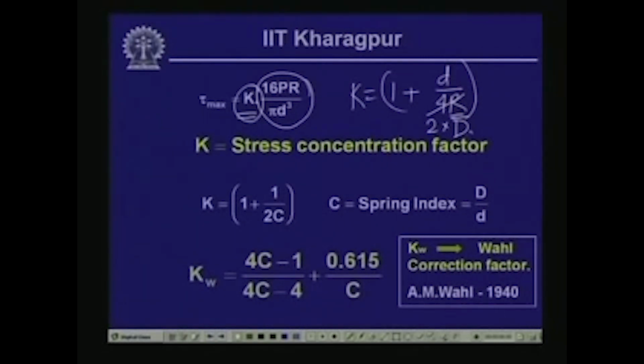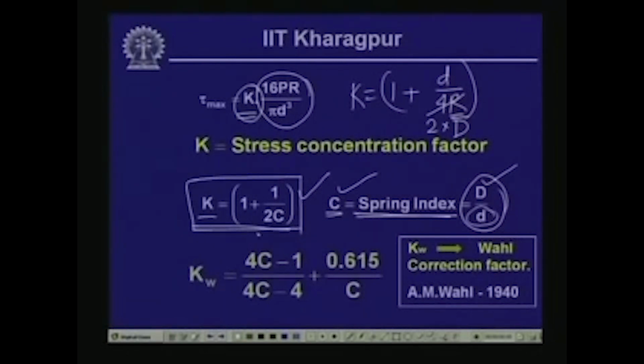So, this particular ratio, capital D by small d, we define as the spring index and designate it as the parameter C. So, C is defined as the spring index, which is the ratio of the coil diameter D to the wire diameter d. If we substitute D by d as C, we get K equal to 1 plus 1 by 2 C. So, this is termed as the stress concentration factor.